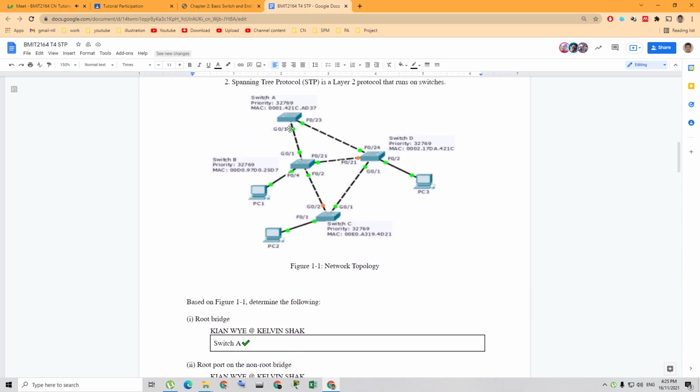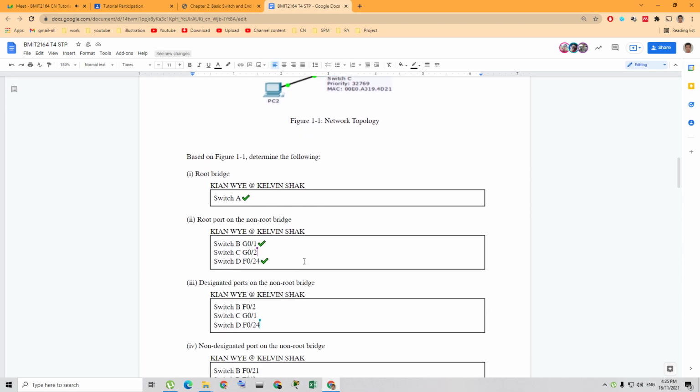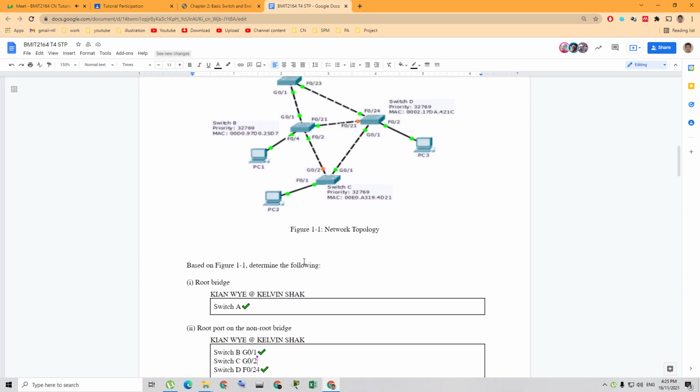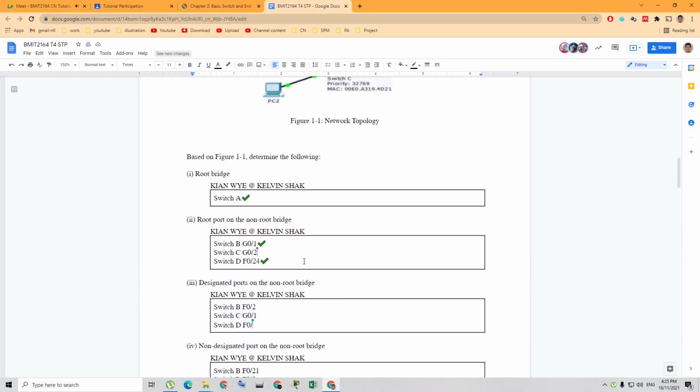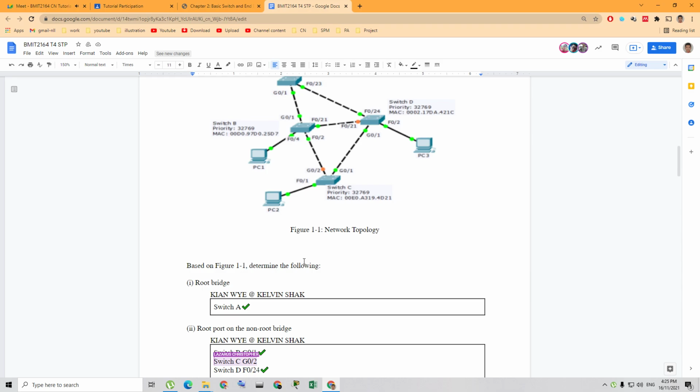You correct part two first. Then you see, because you get the root port correct first, and then you get the switch. Sorry, the designated ports. Oh yeah, I combined them. Yeah, this one, the switch C G02 for part two, it's incorrect. You fix this one, switch C.